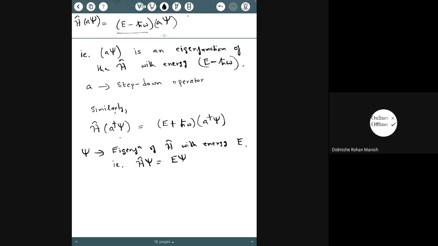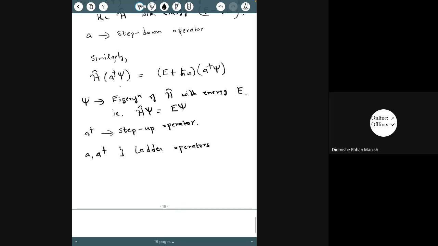And if I act a dagger on psi, then a dagger psi is also an eigenfunction, but its energy is higher than psi by h cross omega. So a dagger is then called a step up operator. And that is why a and a dagger are called ladder operators. They increase and decrease the energy of the wave function.